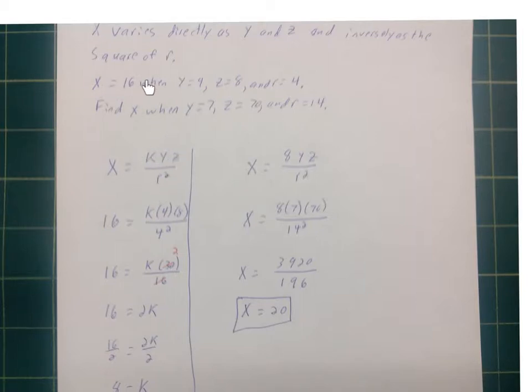And they give all the values here except for k. And so I put those in. X is 16, y is 4, z is 8, and r is 4. And so 4 times 8 is 32.